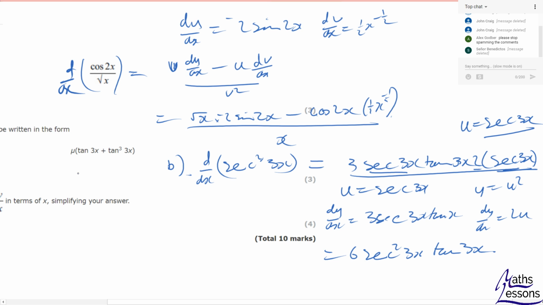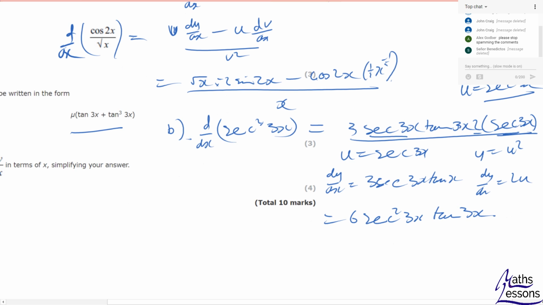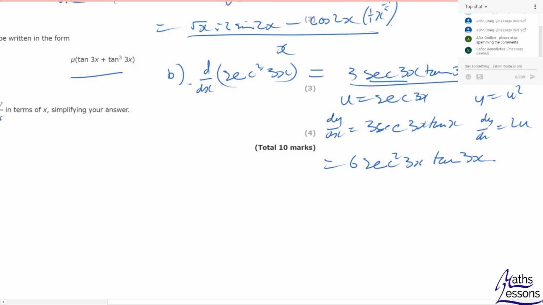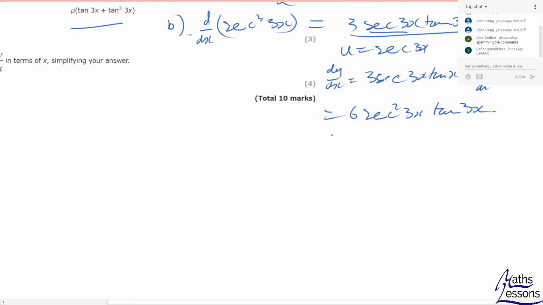Now we want to get this all in terms of just tans. So give ourselves a bit of space. And we get equals 2. So this is just 1 plus tan squared.